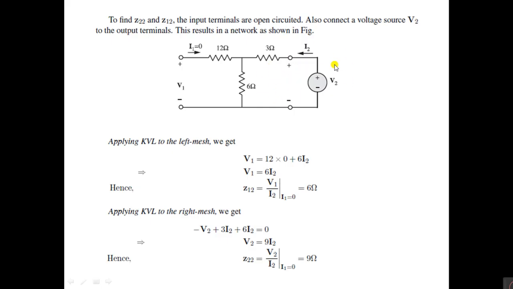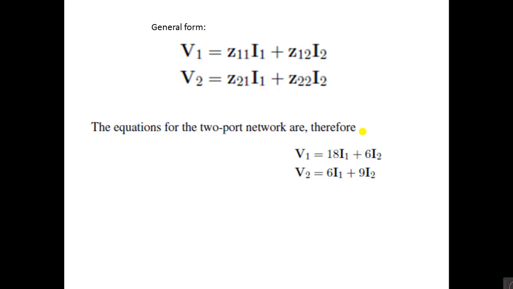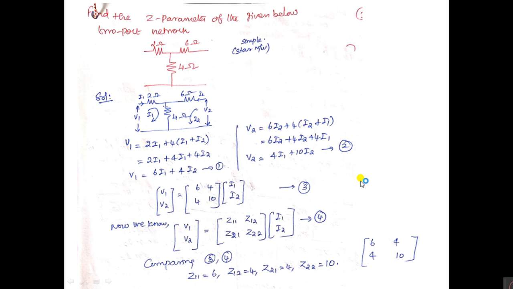Similarly, write the loop equation here. Minus V2 plus 3I2 plus 6I2. This I1 doesn't play a part because I1 equal to 0. From this, V2 equal to 9I2. So V2 by I2 becomes 9. That's all. So we calculated Z11, Z21, Z22, Z12. Now finally, in the general form, we substitute all the values: Z11 18, Z12 6, Z21 6 and Z22 9.